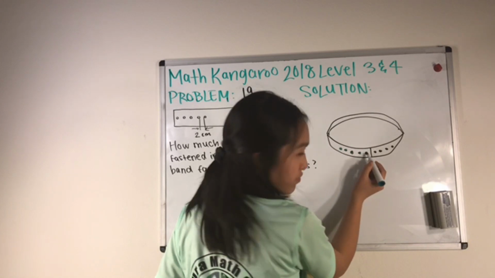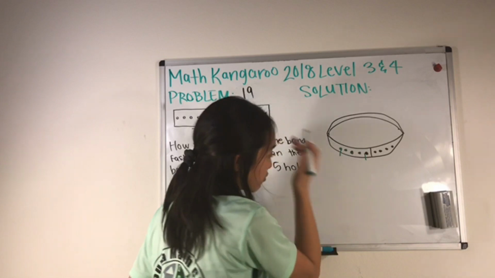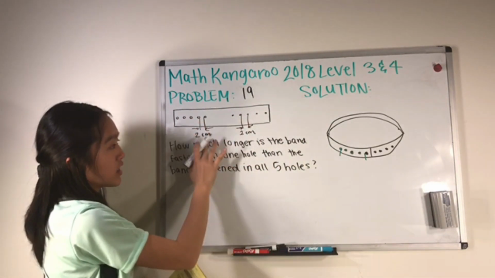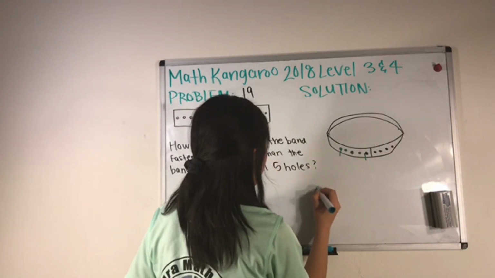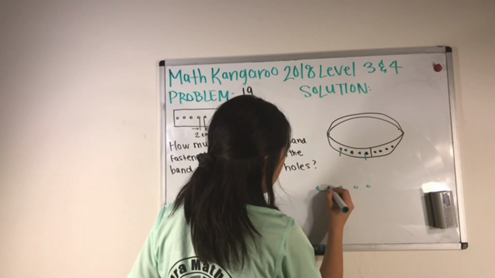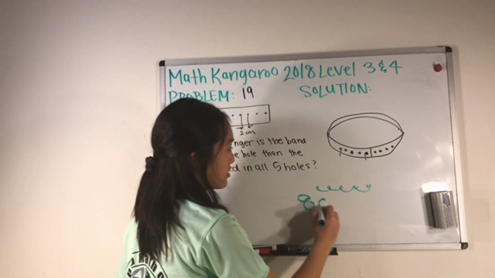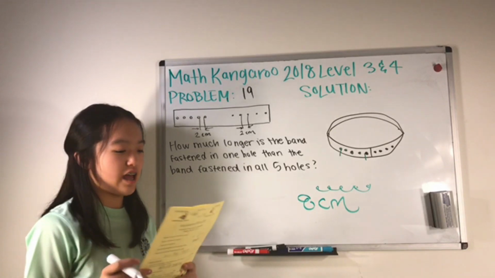So that means that we're figuring out the distance from this point to basically this point. And since we already know that the distance between 2 points is 2 centimeters, and this applies for both, we can just do, basically, we have our 5 dots, and we find 2, 4, 6, 8. And that's 8 centimeters distance between the points. And therefore our answer is letter B.